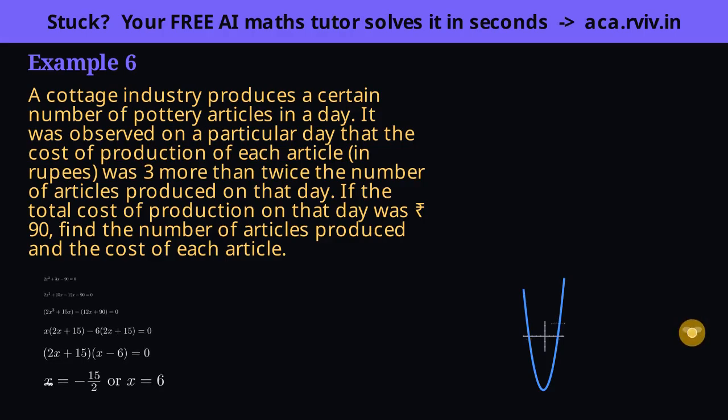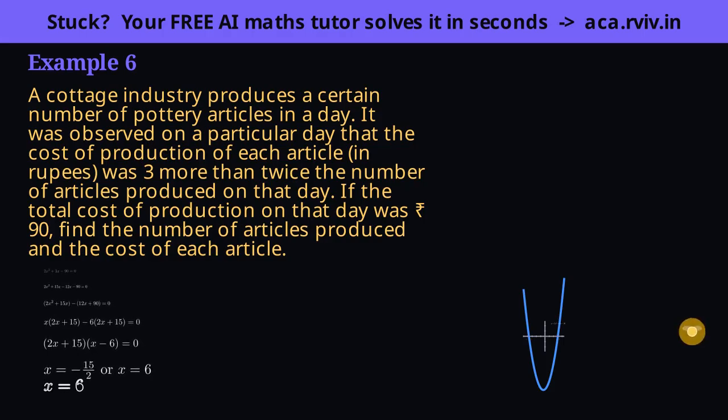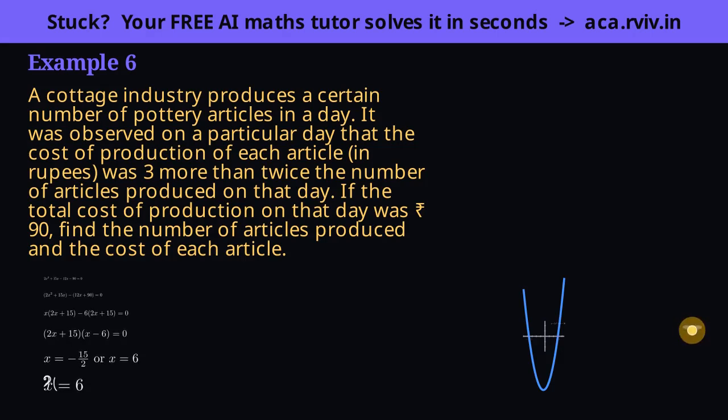Reality check. You cannot make a negative number of pottery articles, and you certainly can't make a fraction of one, so minus 7.5 is doubly impossible. Only x equals 6 survives. Finally, answer the second thing asked, the cost of each article. Substitute x equals 6 into 2x plus 3, giving 2 times 6 plus 3, which is 15 rupees.